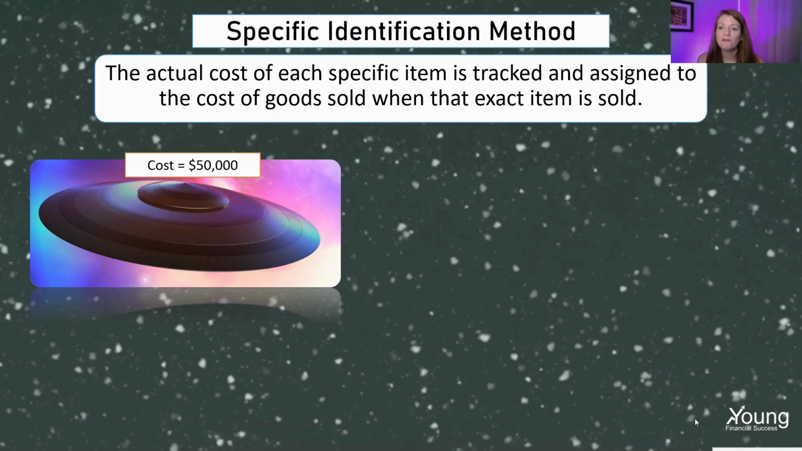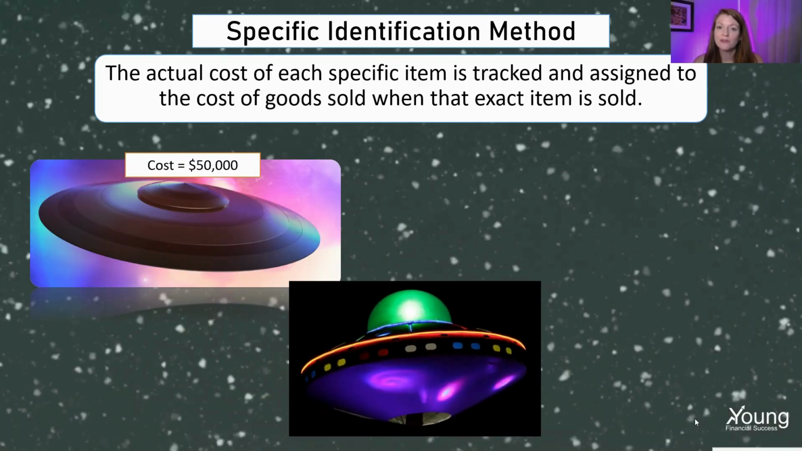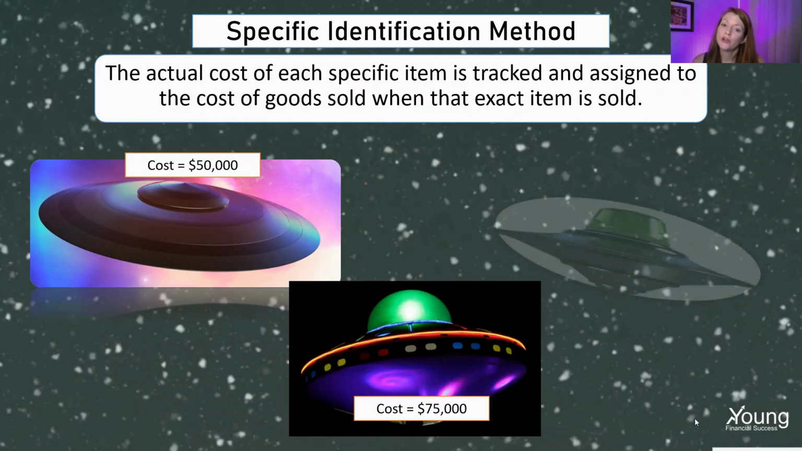So this first UFO cost us $50,000. I don't know if that's a good price for a UFO or not. I've never been in the market for it, but it was $50,000. So we're going to keep track of that price. Then we have the second really fun looking UFO. This one was 75,000. It's a little taller, maybe has a little more space in it, maybe for taller aliens.